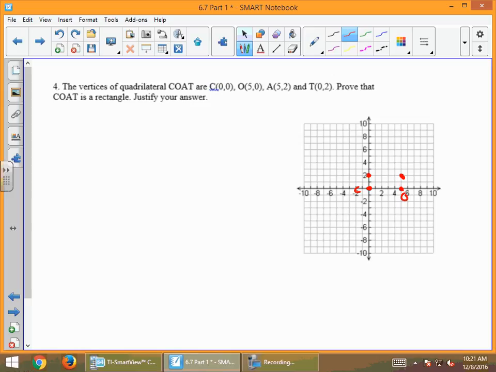I'm going to call this T, and we'll connect it up. Let's see what we got. Some of you are already thinking some things here, but we have to prove it. So just like before, let's prove it is a parallelogram. How do we prove it's a parallelogram?